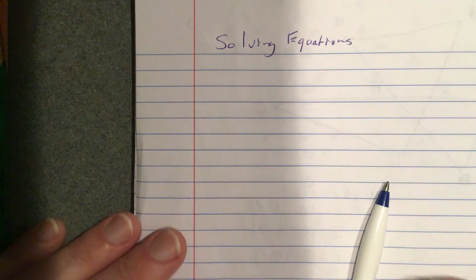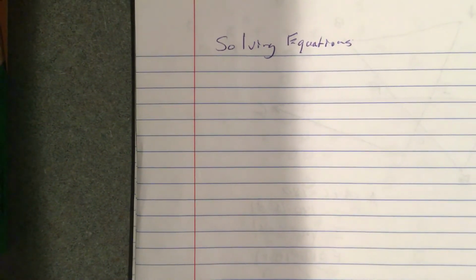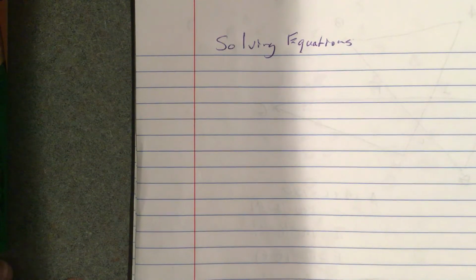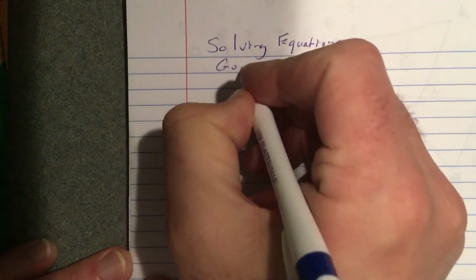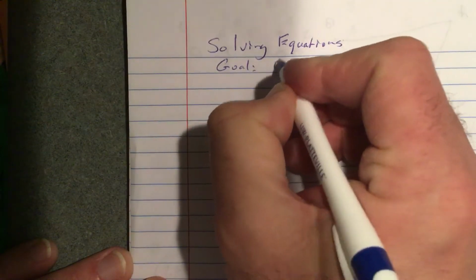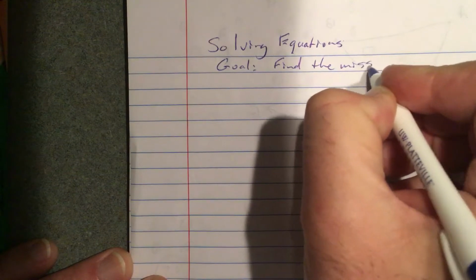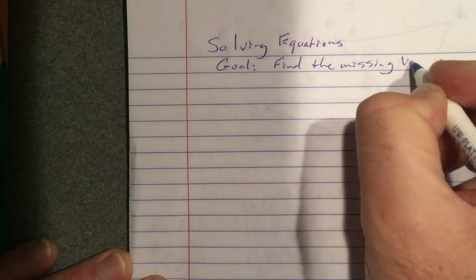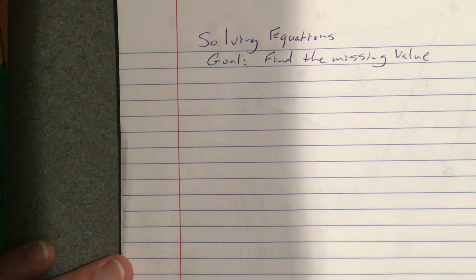This is a quick video to talk about how to solve equations. And that's what we're working on right now in 8th grade math. So the goal when we're solving equations, find the missing value. And the missing value is always denoted by a variable, okay?